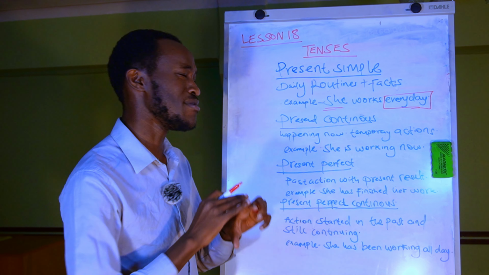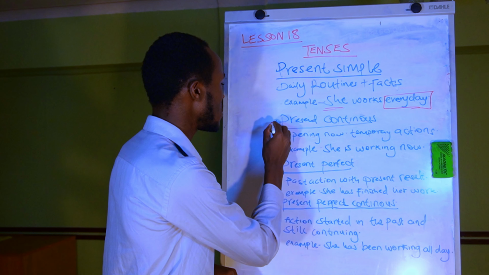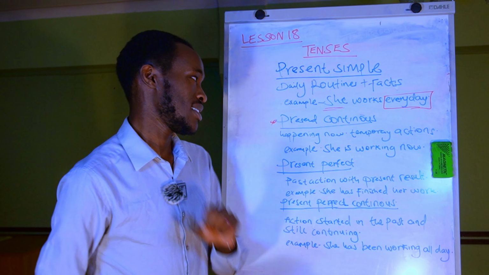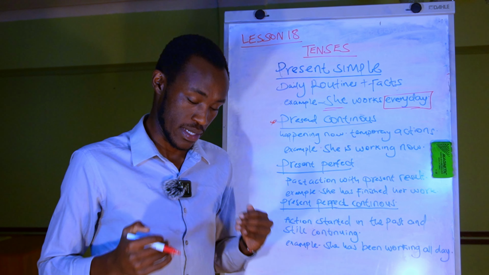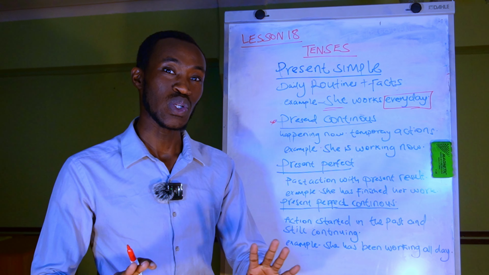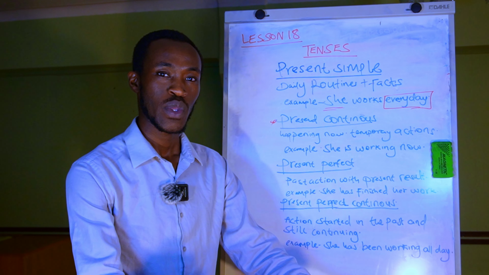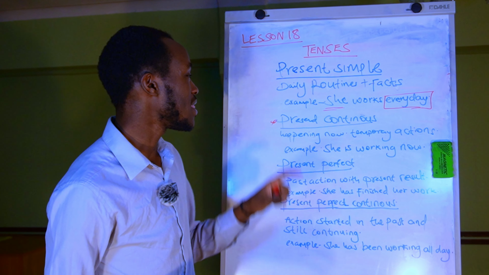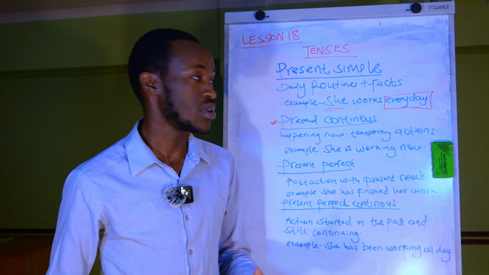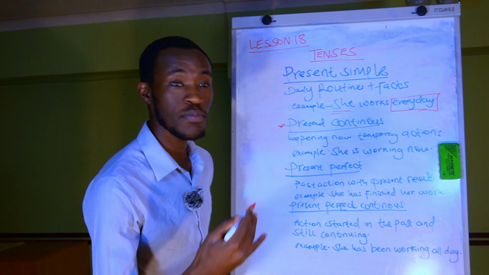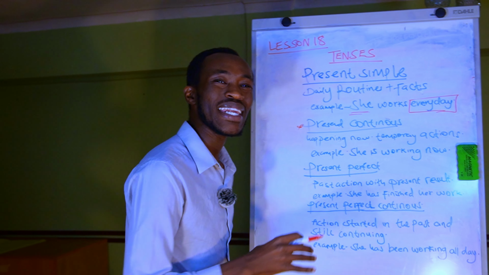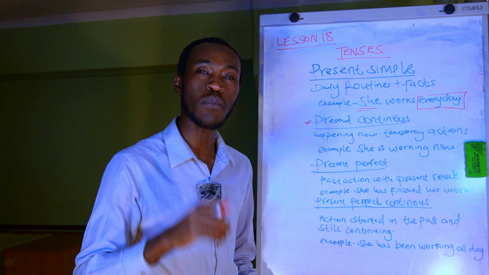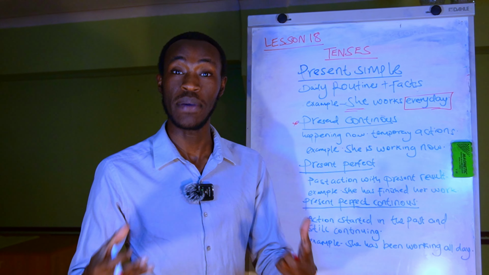Now, let's move to the second. Very important and very simple. This is the second one. It says present continuous tense. This is even simple. It is present and also continuous. So, unlike the first one that was present and simple, this is present and continuous. Now, in the present continuous, it's happening now. The temporary actions, they happen at the moment. As we speak, they are happening.